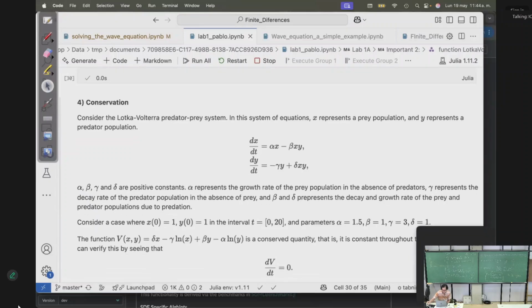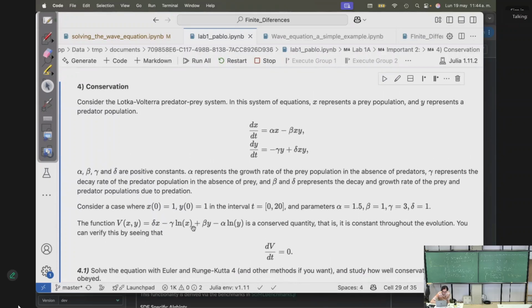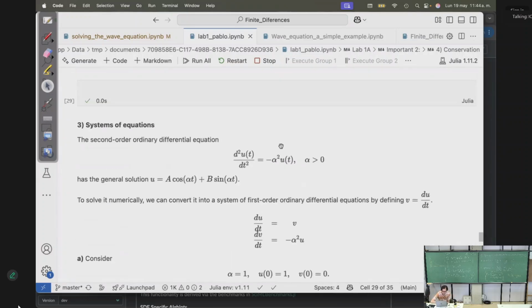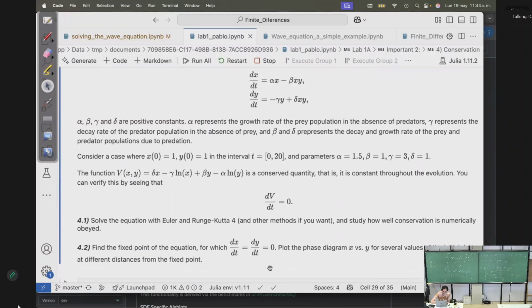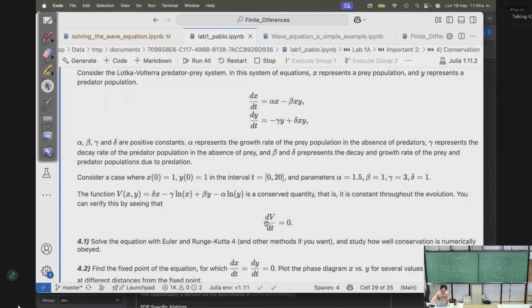In this case, we also have a conserved quantity, this V here. This is delta x minus gamma times the logarithm of x, and so on. There is always some conserved quantity with these equations that will have to remain constant during the evolution. For example, in some cases we have the energy being constant. In this case, we have this constant here, which is V. And if we want to check this, dV over dt equals 0, and I invite you to do it, you simply have to, okay, we can do it here.